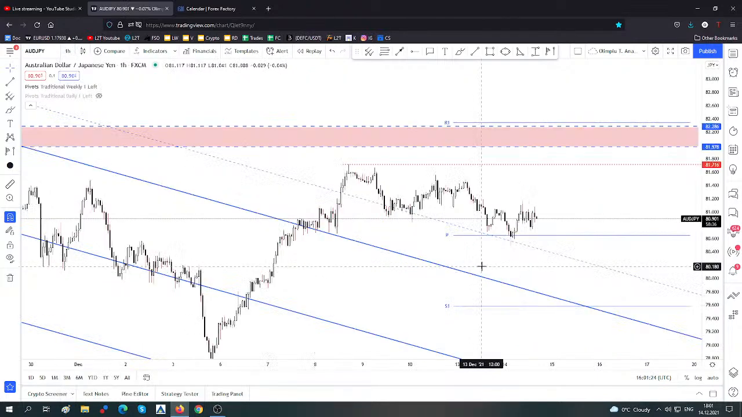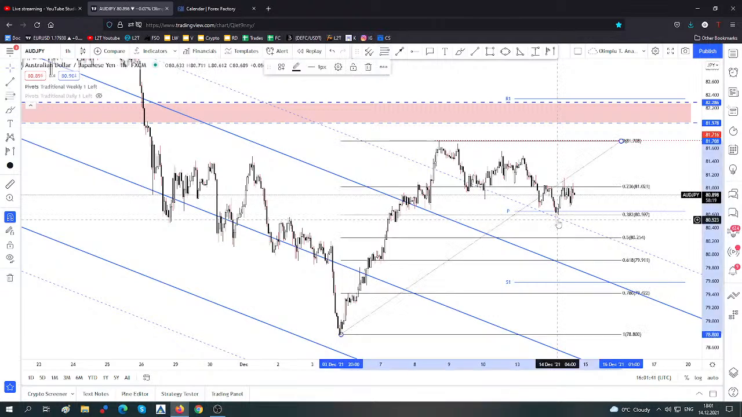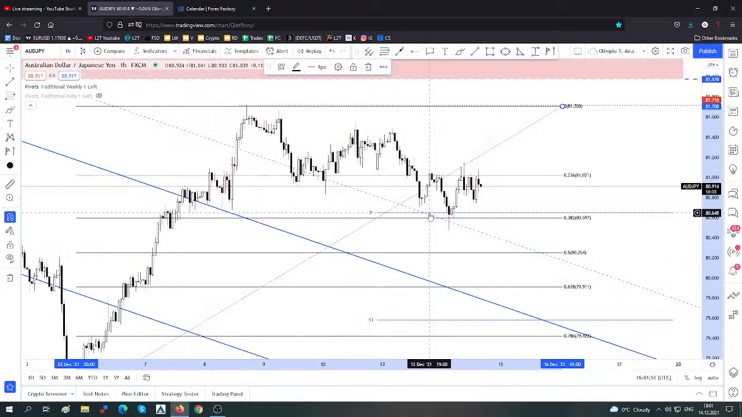So Australian dollar Japanese yen, temporary drop, and I will look for longs here as well. After this drop, maybe this is only a temporary drop, I will draw something like this, Fibonacci retracement. You can see that it has reached the weekly pivot point, the 38.2, 80.59, false breakdown and great separation, something like an accumulation consolidation.